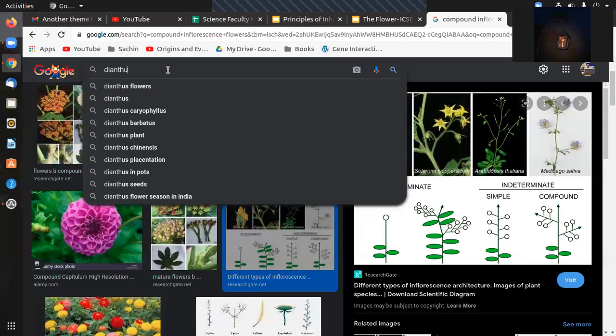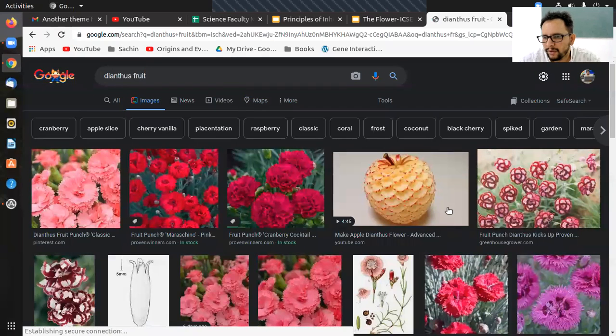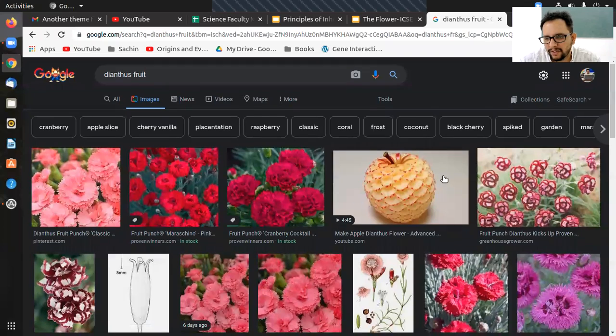I didn't get the difference between marginal and parietal. Okay, I will explain. So this is dianthus fruit actually.